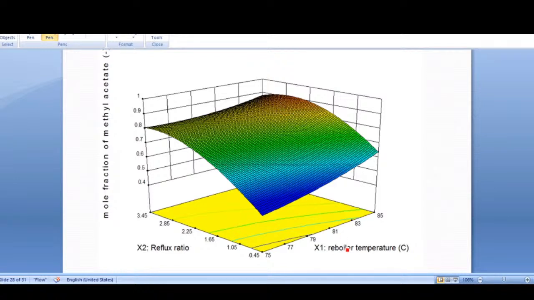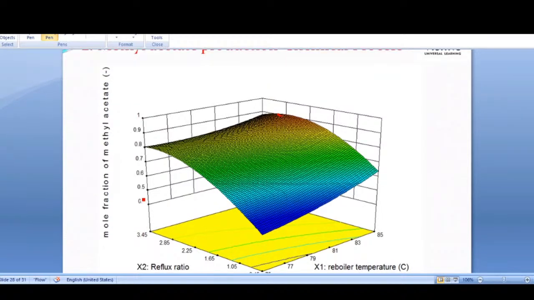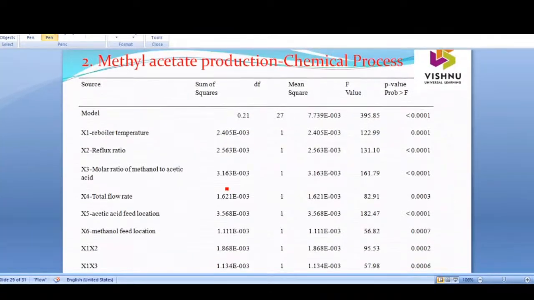So here, at a reboiler temperature of almost 70 to 80, if you observe, at 75 degrees Celsius I got the maximum yield of methyl acetate, and the reflux ratio is around 1.8 or 1.9. So for those optimized parameters, I got the maximum yield of methyl acetate. Okay, so this is the ANOVA analysis.